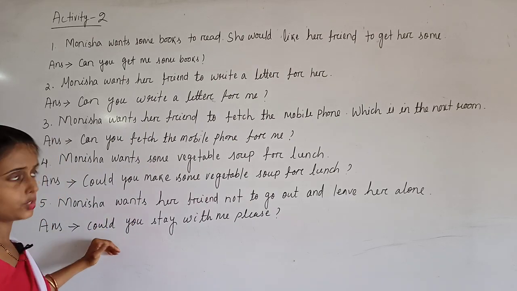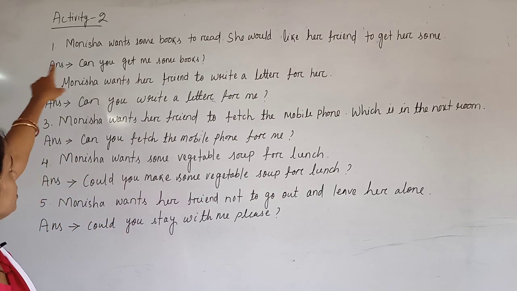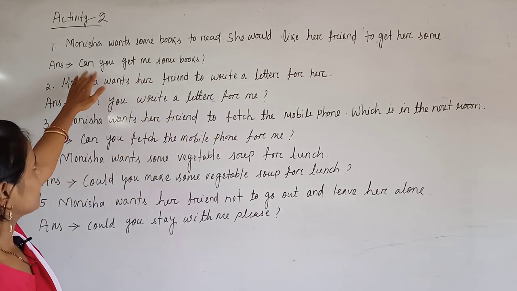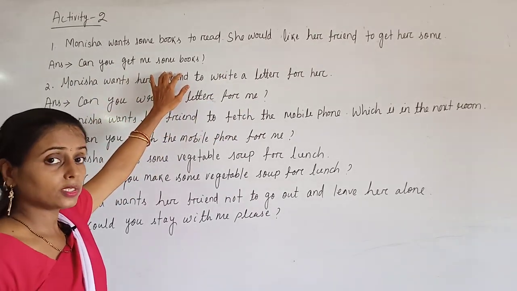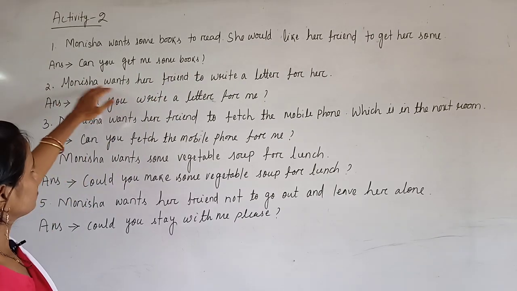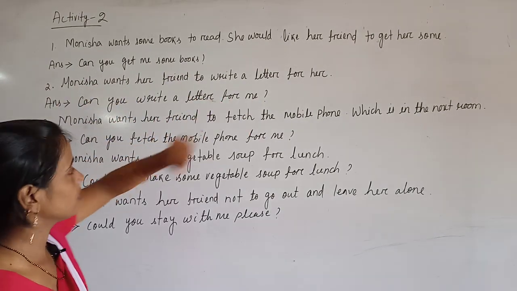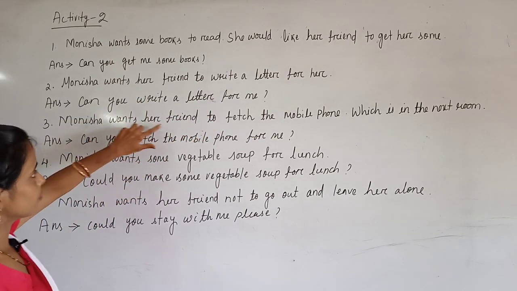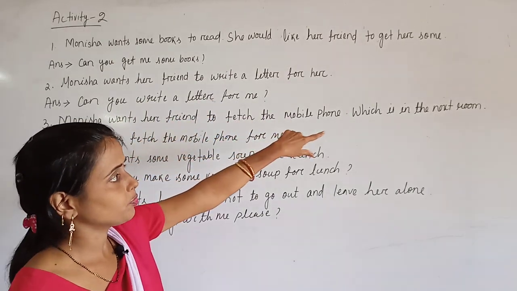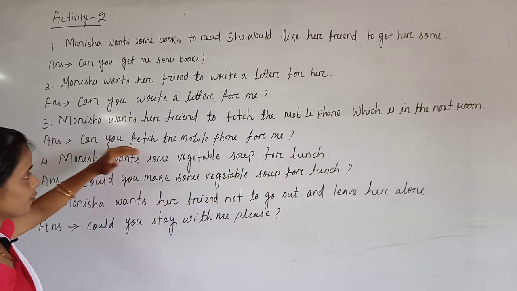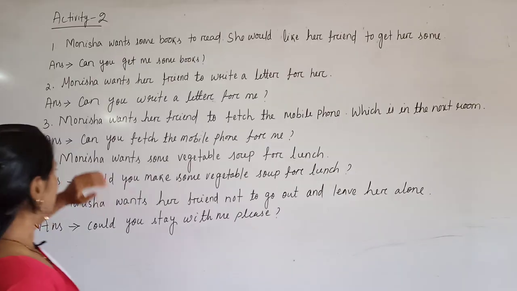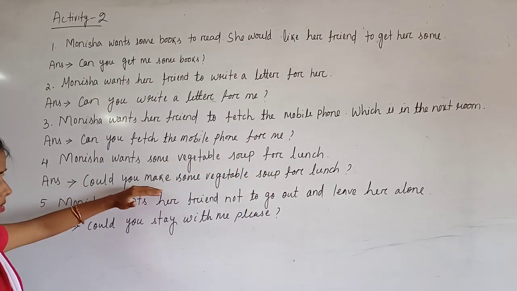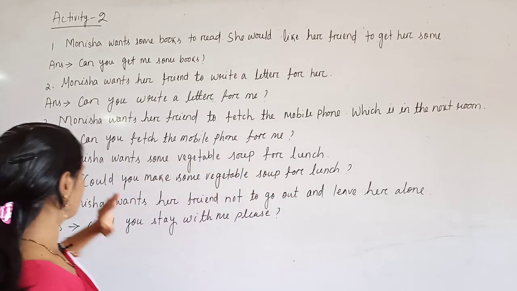I have written 5 questions. Let's check the answers. Monisha wants some books to read. She would like her friend to get her some. Can you get me some books, or can you bring some books for me? Monisha wants her friend to write a letter for her. Can you write a letter for me? Monisha wants her friend to fetch the mobile phone which is in the next room. Can you fetch the mobile phone for me? Monisha wants some vegetable soup for lunch. Could you make some vegetable soup for lunch?